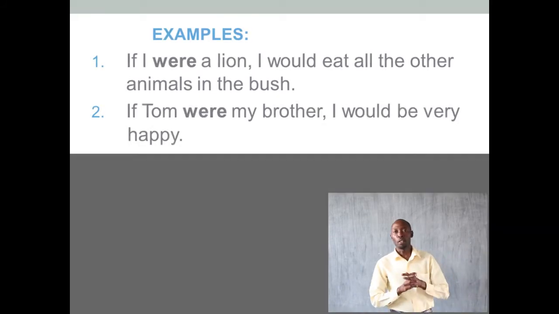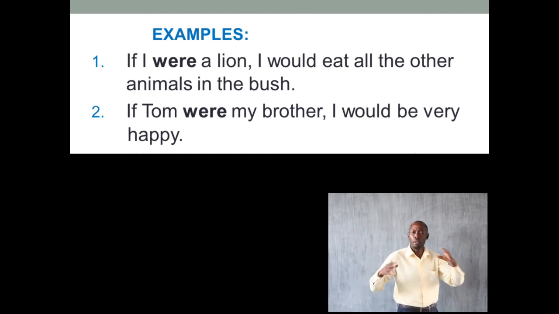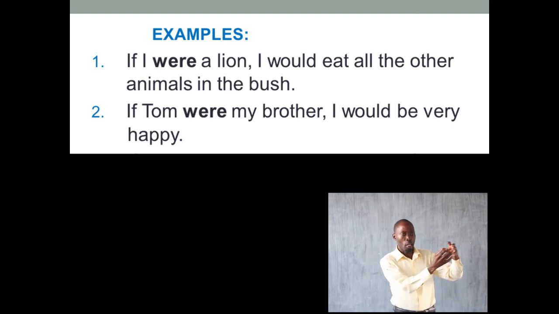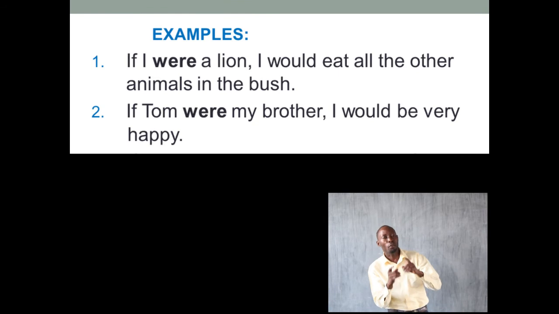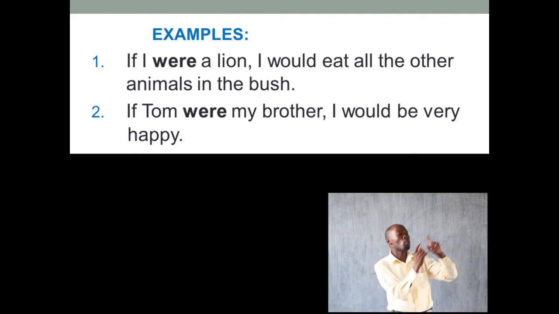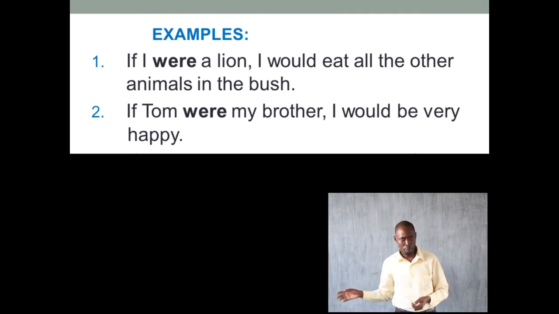Example number 2, if Tom were my brother, I would be very happy. Maybe Tom is some rich man, very famous, you know, people love him and so on and so forth. So the speaker wishes to have been Tom's brother. That's why he ended up saying, if Tom were my brother, I would be very happy. That does not mean that Tom was the speaker's brother in the past. No. Even currently, the speaker wishes that Tom were actually his brother.